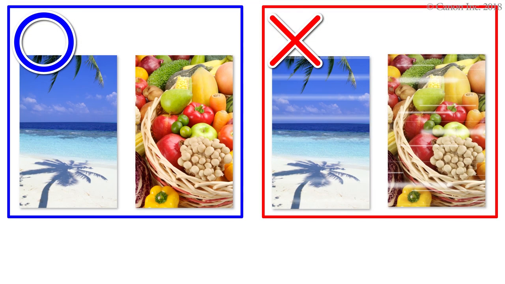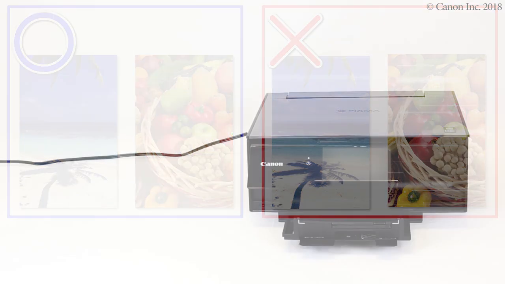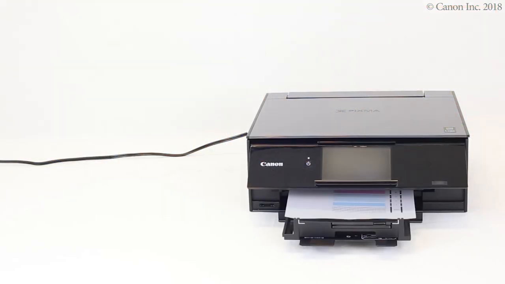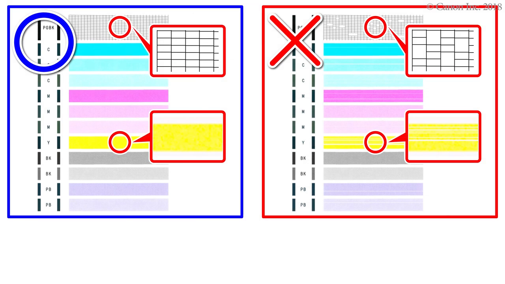Printhead cleaning is performed in two steps. First, printing the nozzle check pattern. Second, performing a cleaning depending on the condition of the pattern. Let's get started.